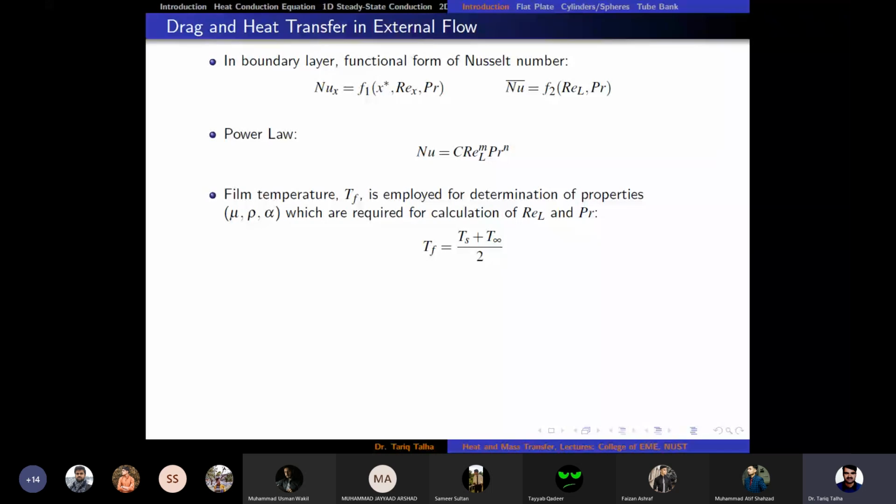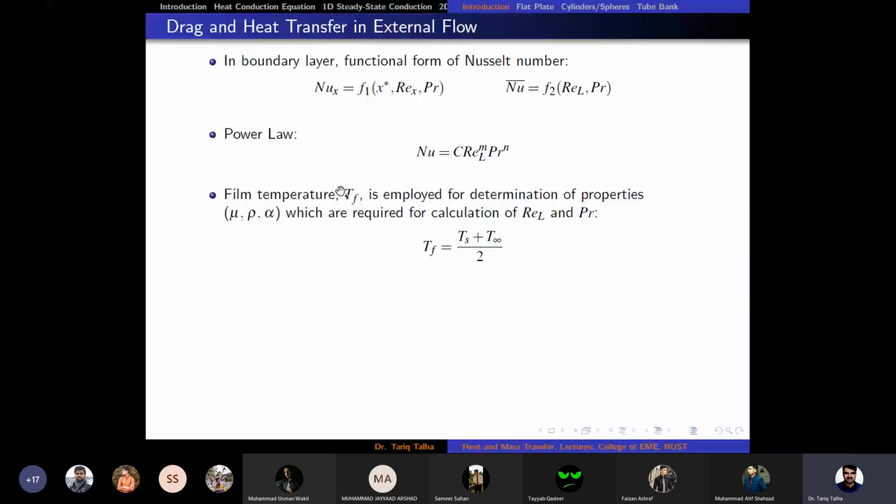In case of convection, we have got two temperatures. One is the free stream temperature, and one is the surface temperature. And they are quite different, because either we are cooling the solid surface or we are heating the solid surface. So in both cases, the temperatures Ts and T infinity are quite different values. Because these fluid properties mu, rho, and alpha are strongly dependent upon temperature, we need to use some mean temperature value.